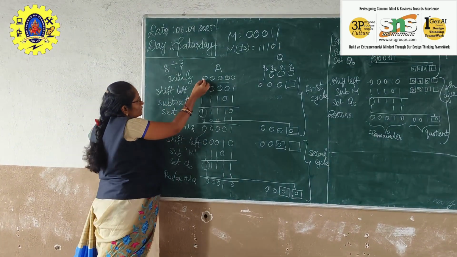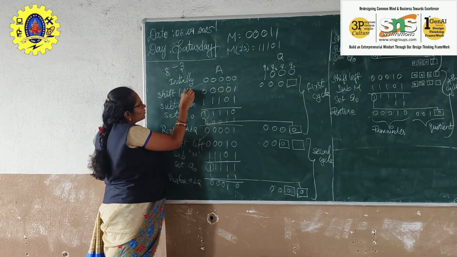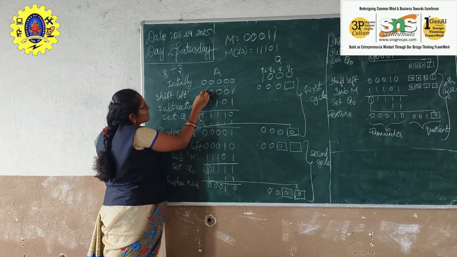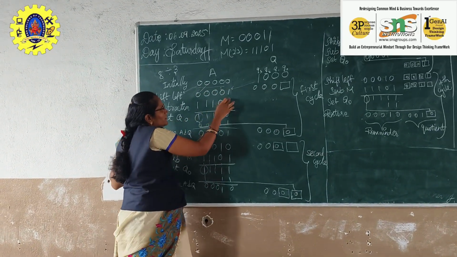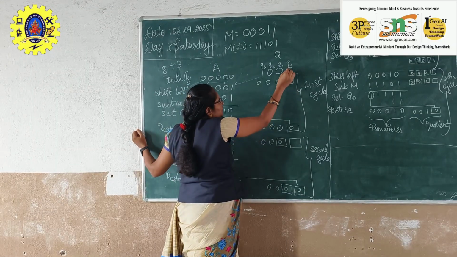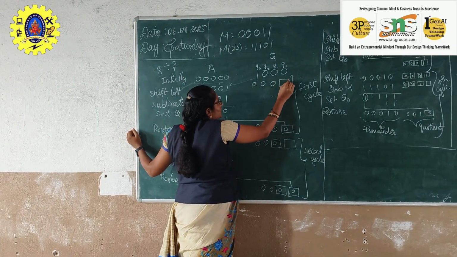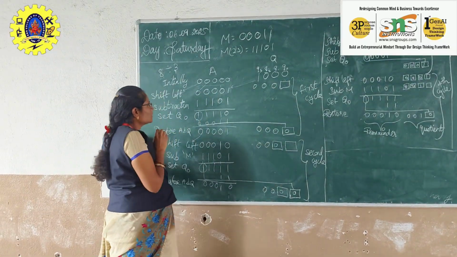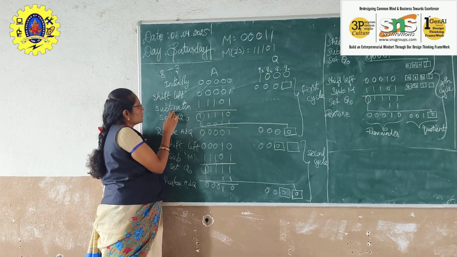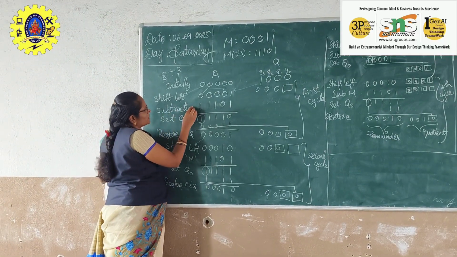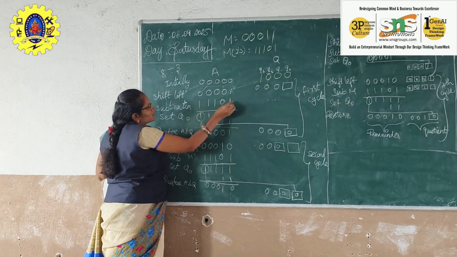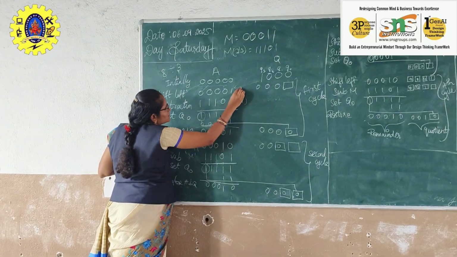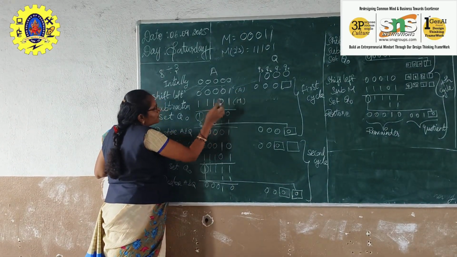So shift left means this 0 goes out, and this one comes here. In the last position, Q0, it will create an empty hole during the first cycle. Then next we are going to do a subtraction. We are going to subtract M from A. This is M and this is A. We are going to subtract this.